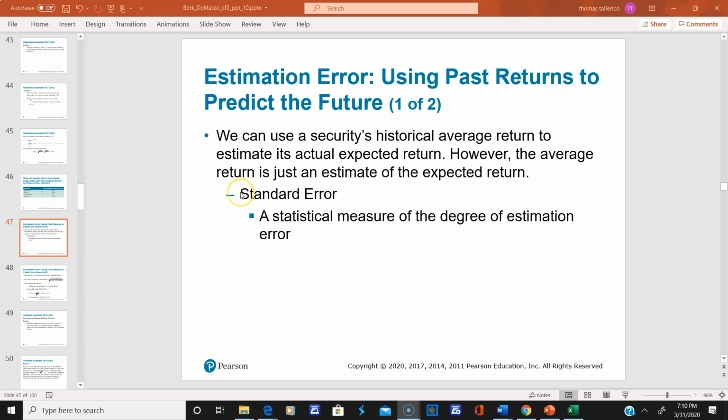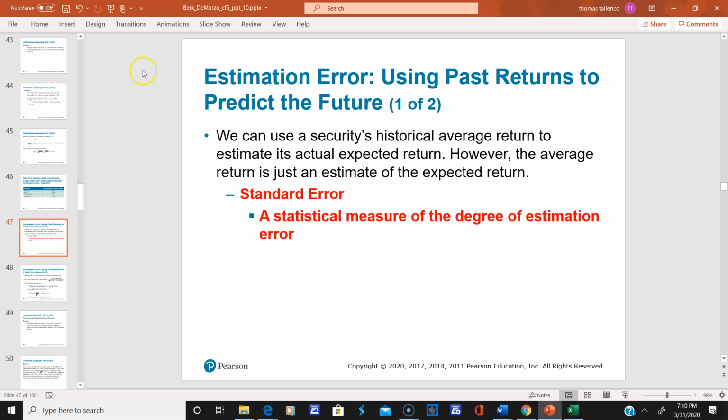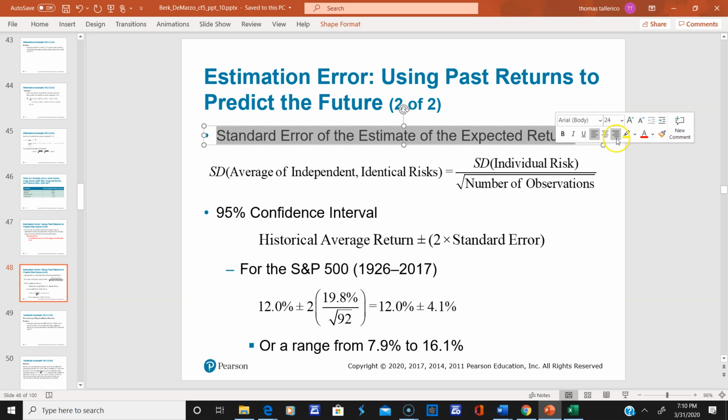There's a thing called the standard error, and the standard error is normally a 95% confidence interval. So we're going to use that to give us a measure of the degree of the estimation error. Let me show you how easy it is to do that. Here's the standard error. Let me highlight. This is the standard error of the estimation of the expected return. Remember, we estimated the expected return, and there's going to be some standard error built into that.